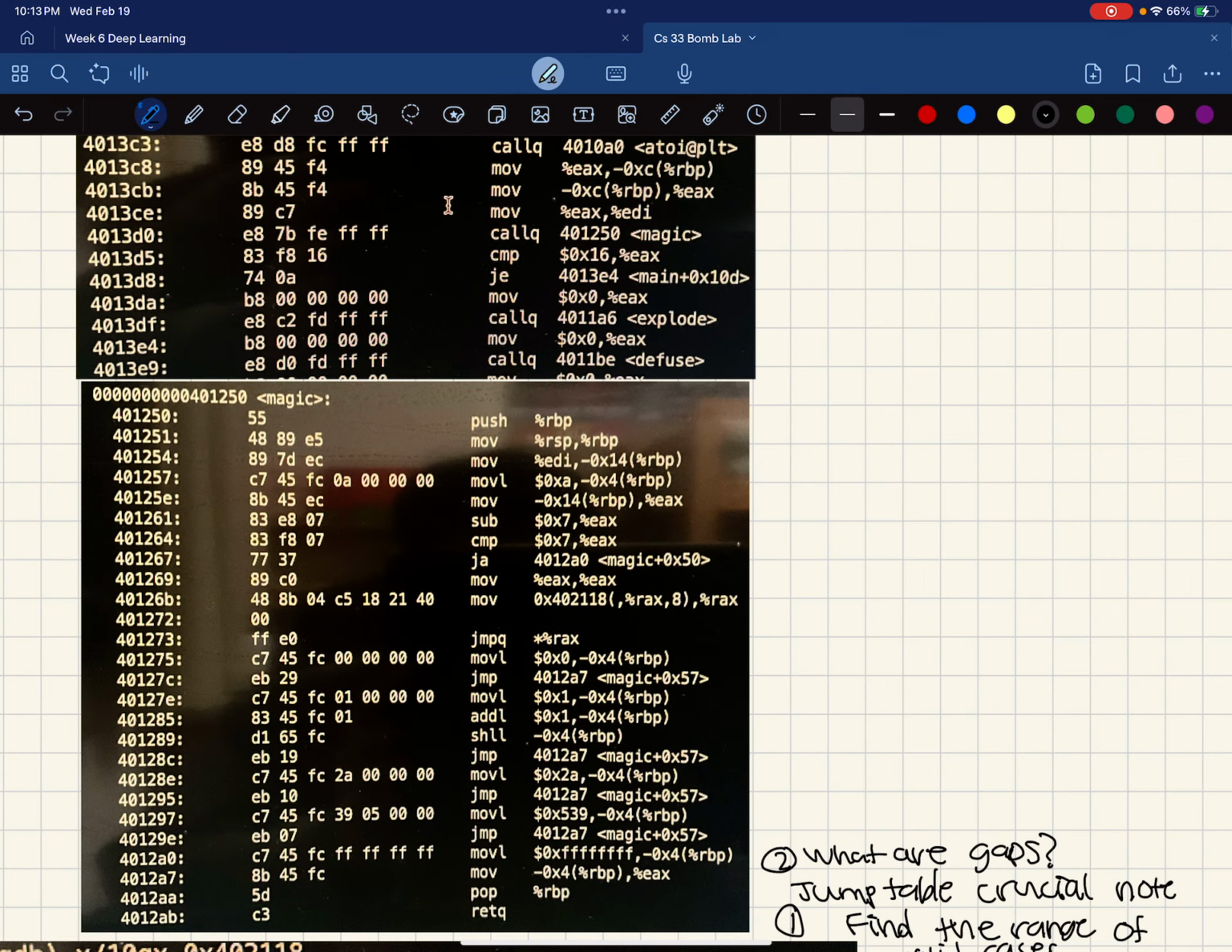Hi, I'm Skylar, and we're going to do another bomb lab question. In this case, we're looking at a jump table. So let's get into it. And this might appear on your midterm, depending on what the professor says.